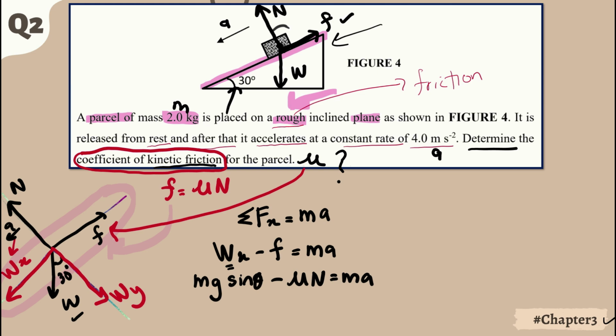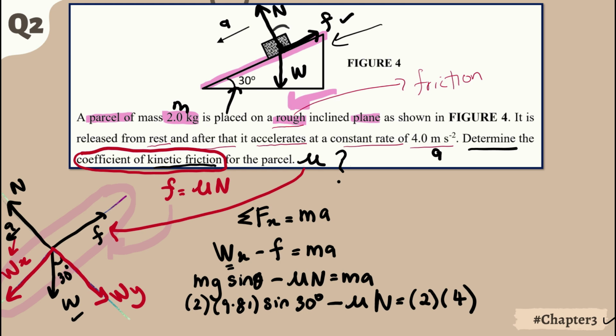Then we can substitute: 9.81 sine 30 minus mu N, and N is not known so far. Mass is 2 kilogram, acceleration is 4. Since in this equation we have two unknown quantities, we are going to find N first from the y-axis.